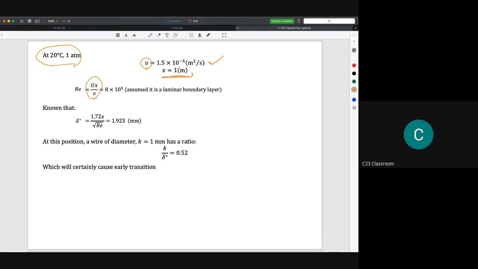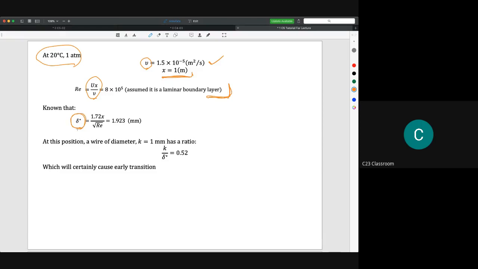Let's say we assume that it is a laminar boundary layer. So maybe we assume the transition is at 10 to the power of 6, let's say. So we assume this is still a laminar boundary layer. And then we could calculate the value of delta star here.